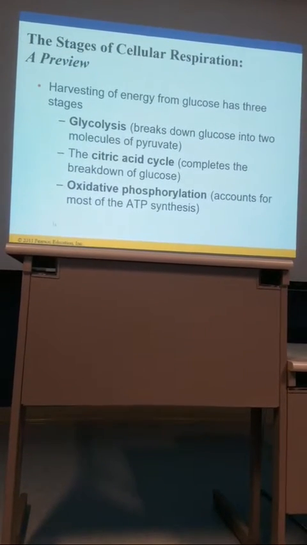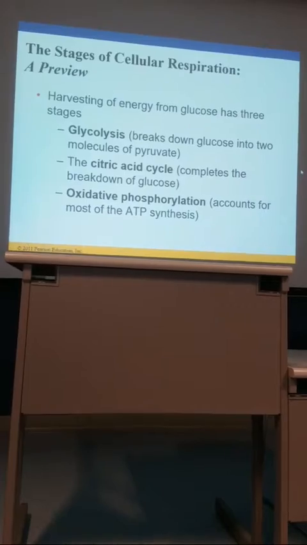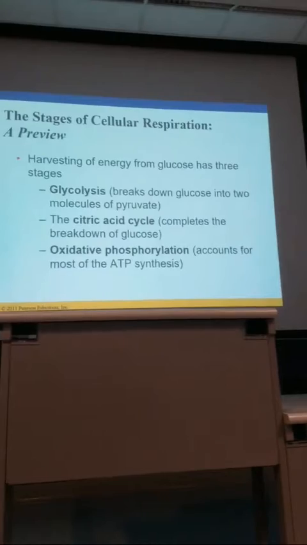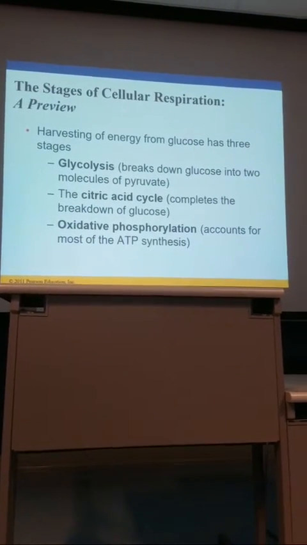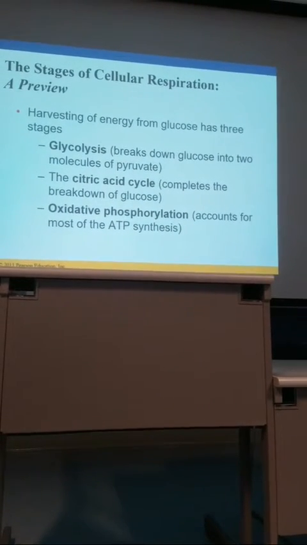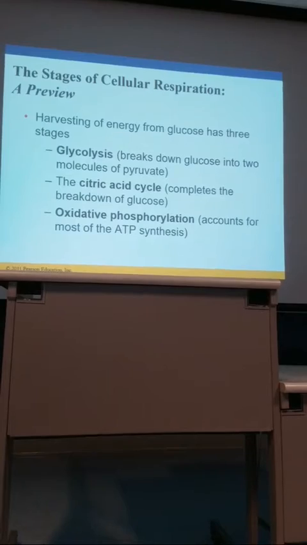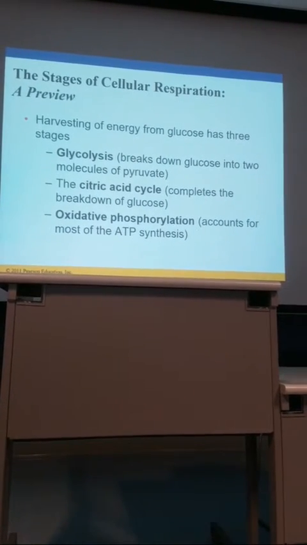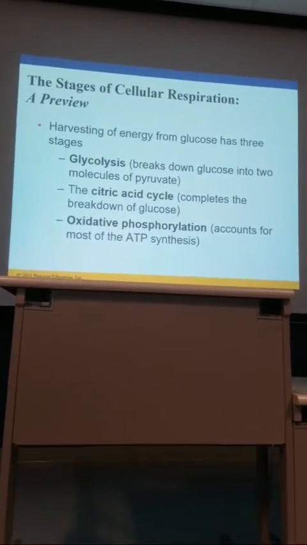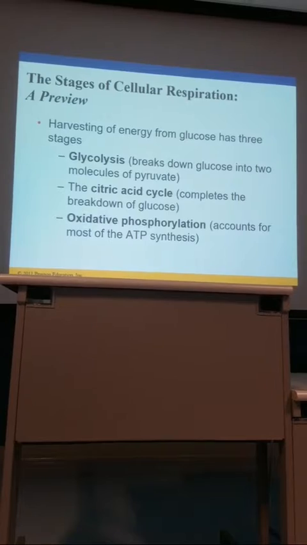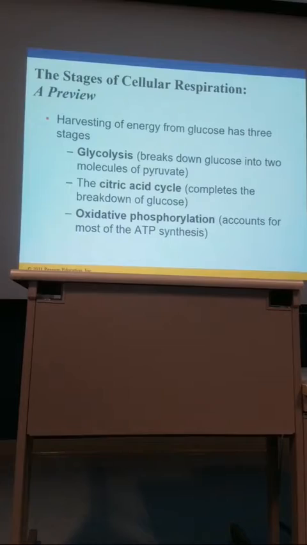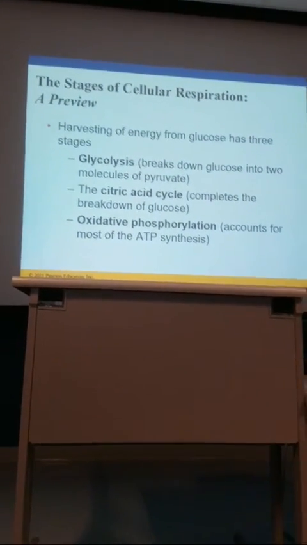Here are the three stages you need to know. You need to know what important things happen in those stages. Most important product for glycolysis is pyruvate. The citric acid cycle will make electron carriers, NADH and FADH. The most important thing to come out of oxidative phosphorylation is ATP, energy. So out of glucose, pyruvate, citric acid cycle, electron carriers, oxidative phosphorylation is then ATP.